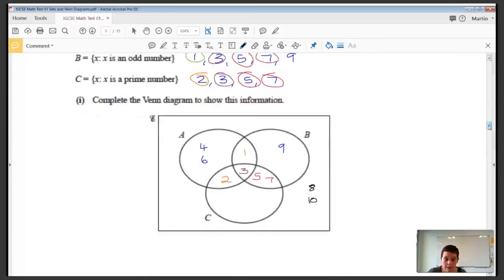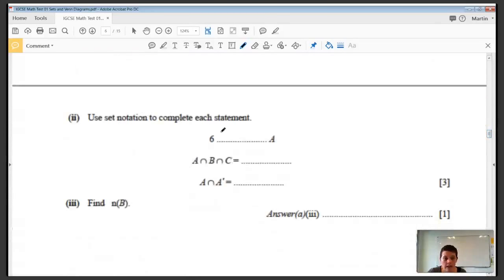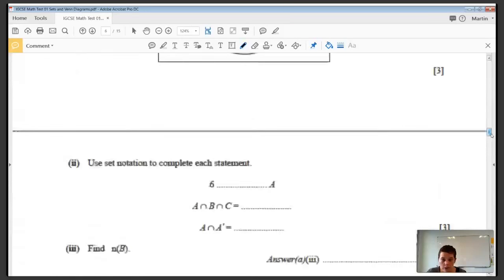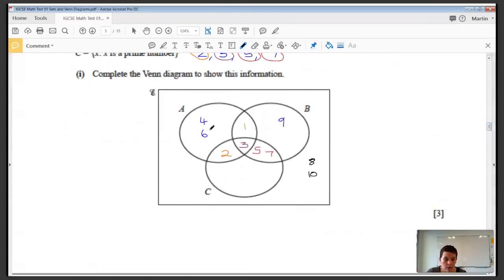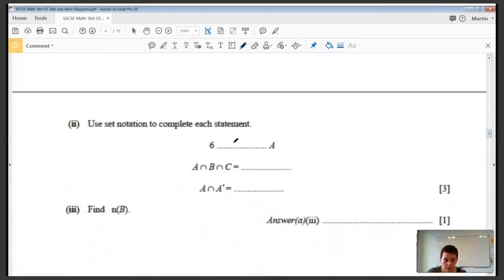Now that our Venn diagram is complete, we can go on and complete the rest of the question. So we have a statement which says 6 is somehow related to A. If we look at our Venn diagram, we see that 6 falls inside A. How do we say that a number is inside a set? Remember, it's called an element. So 6 is an element of A.